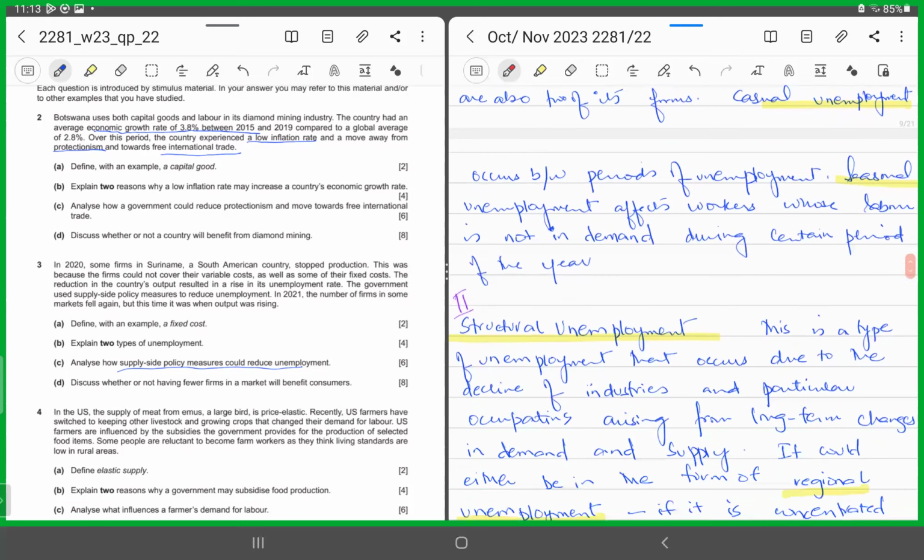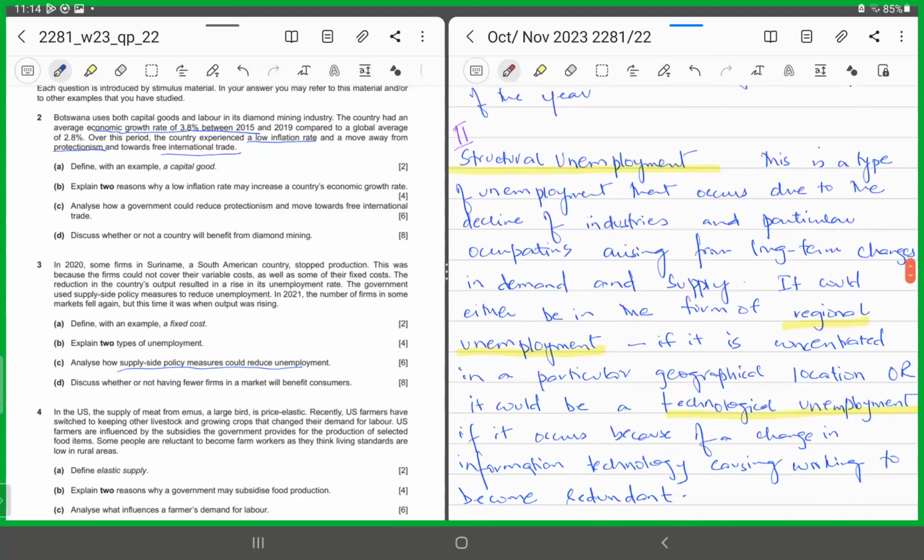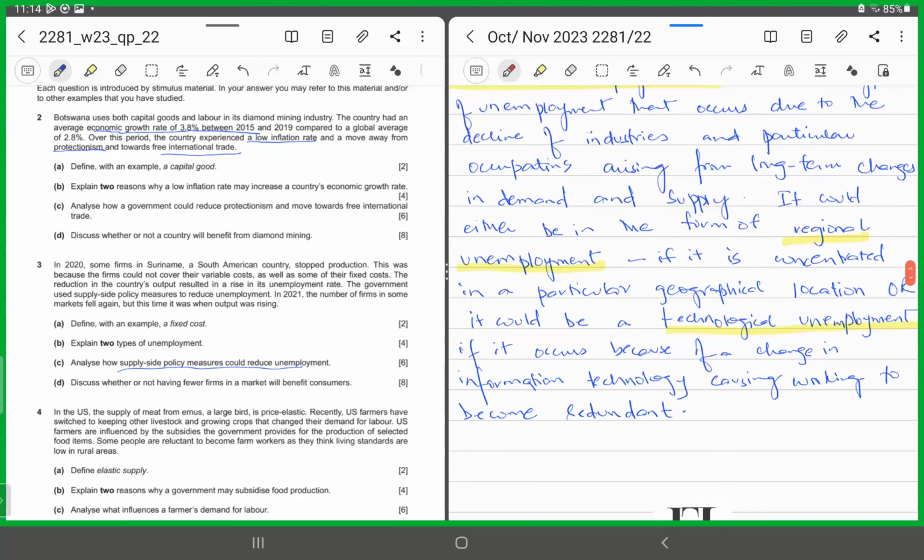You could say structural unemployment is a type of unemployment when the entire decline of industries is there, or particular occupations arising from long-term changes in demand and supply. Now, it could take again two forms, either in the form of regional unemployment, if it is concentrated in a particular geographical location, or again, it could be in the form of technological unemployment if it occurs because of a change in information technology causing workers to become redundant. Remember, floppy disks now no longer being used.